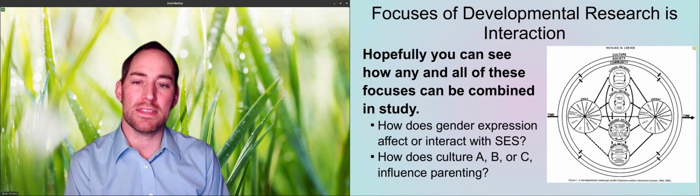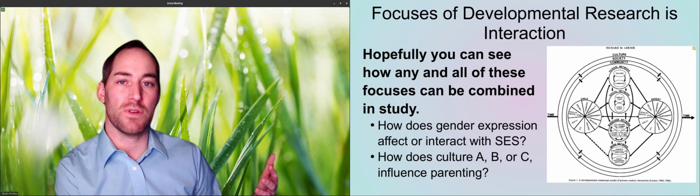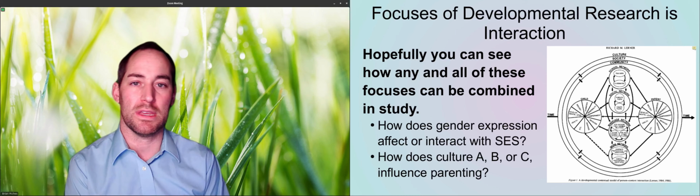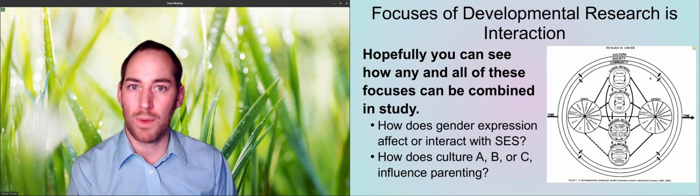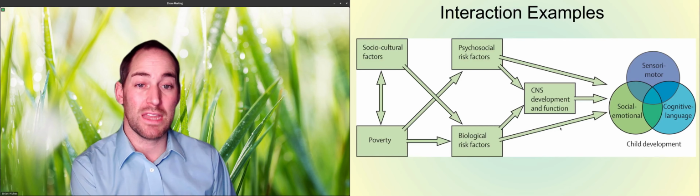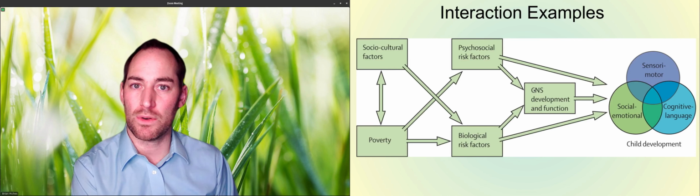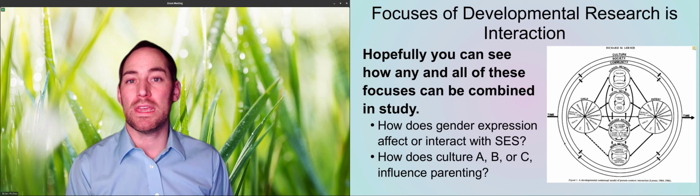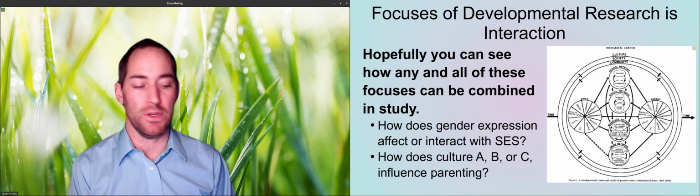So hopefully you can see how all of these combined focuses can help in any given study. So how might gender expression affect and interact with socioeconomic status? How does any given culture influence parenting? These kinds of interactions are all built into this model and this theory, and any given study might be really specific about some exact aspects of interactions between specific variables. But for any of these, it's how we get at this complicated assortment of what humans do.